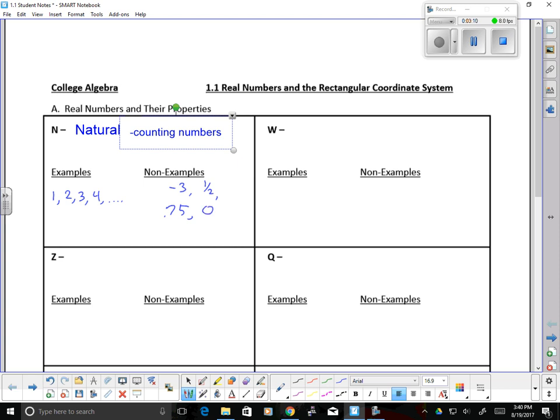0 is not a natural number. It's not natural for us to start out counting. How many of those things do you have? Usually we have to have something to count to be a natural number. All right, so let's move on.